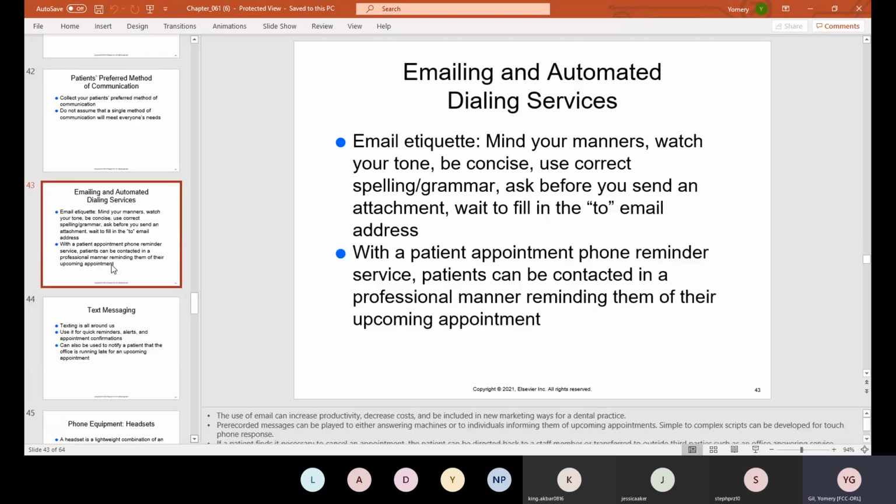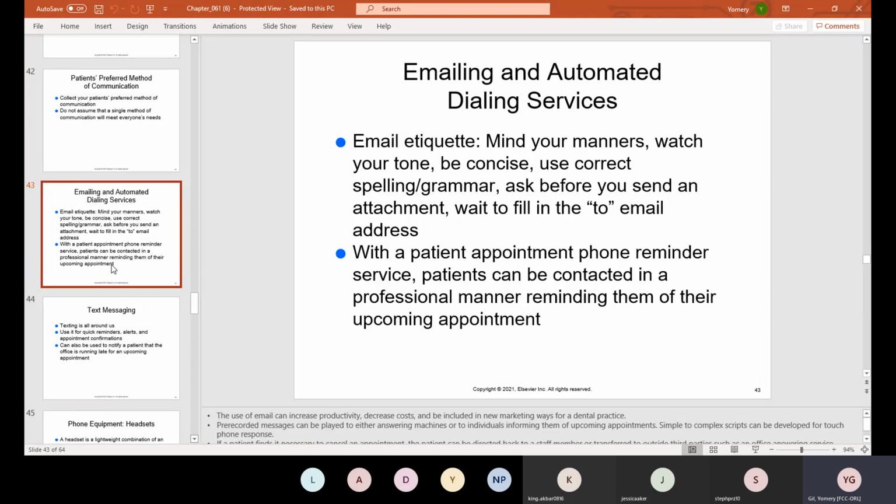Emailing and automated dialing services. Email etiquette. Mind your manners. Watch your tone. Even though you're writing an email, people can tell what your tone is by the way that you write. Be concise. Use correct spelling and grammar. Ask before you send an attachment, and wait to fill in the "to" email address.